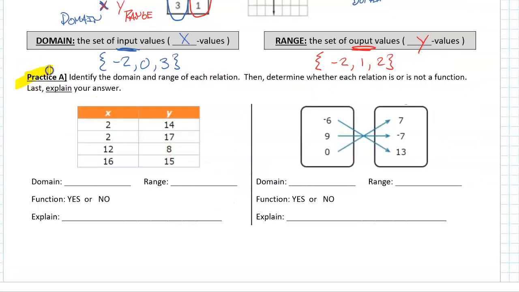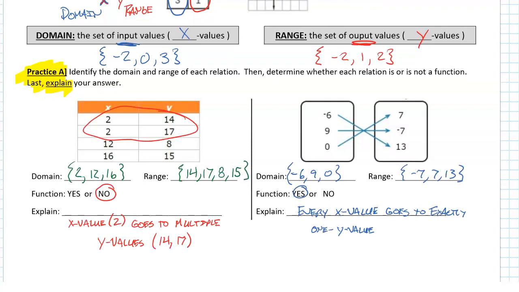Let's take a minute and try practice A on the left side of your paper. Go ahead and identify the domain and range for me for each of these examples, and then tell me whether or not it's a function and give me an explanation. I'll give you a few moments to do that. The answer will appear in 3, 2, 1. The answer is projected. Go ahead and check your answers. If you have any issues, go back and see if you can fix it. Ask a table mate, and if your whole table is stuck, go ask me. Moving on.